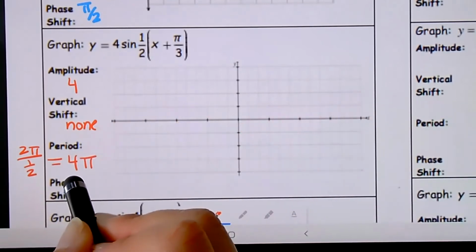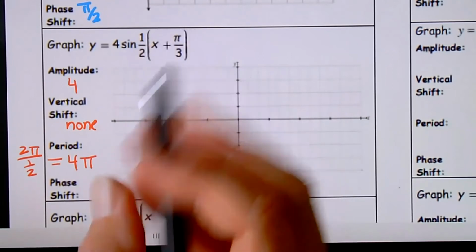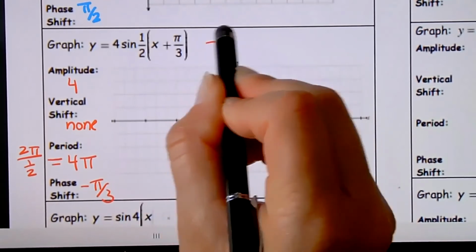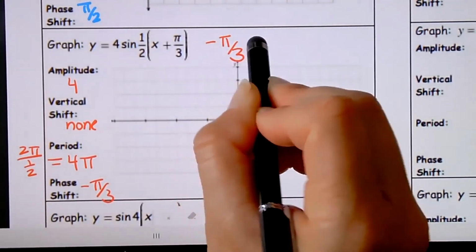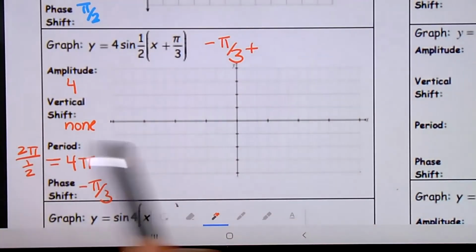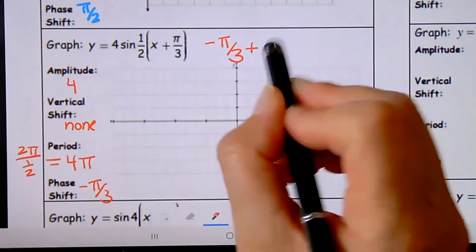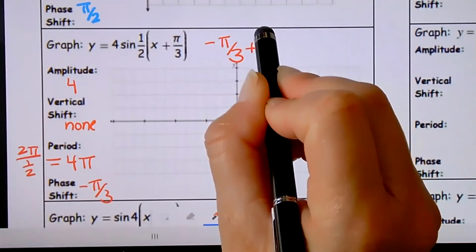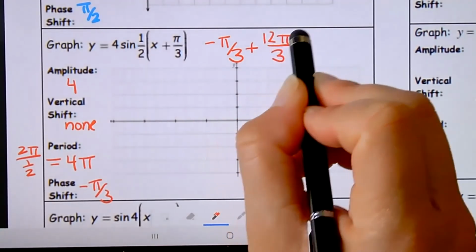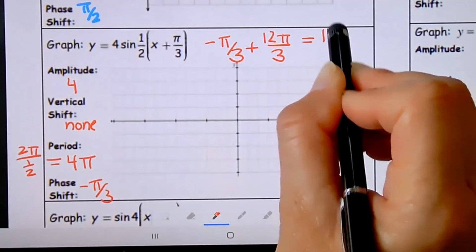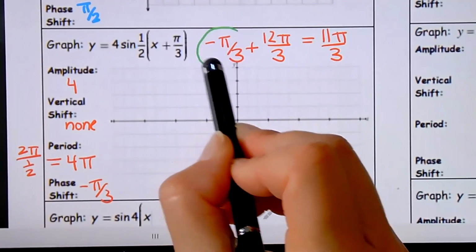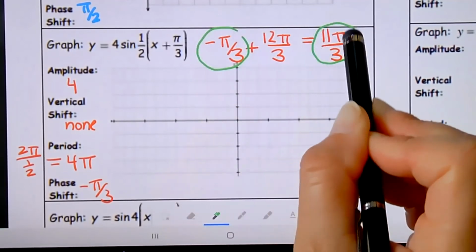Okay, phase shift, what makes this 0? A negative pi thirds. So I'm going to be starting at negative pi thirds. I'm going to be adding 4 pi onto it. Okay, so the 4 pi, I could rewrite 4 pi as 12 pi thirds. So this is really just a fancy 4 pi. And so I'm going to be ending at 11 pi thirds. Okay, so I'm going to be starting at negative pi thirds and ending at 11 pi thirds.